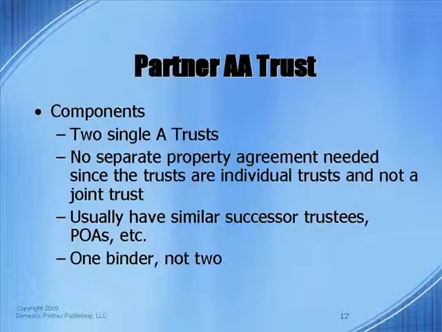The main components of the Partner AA Trust are that there are two separate living trusts. There is no separate property agreement needed since it is not a joint trust, and there are separate individual powers of attorney and other ancillary documents for each trustor, even though there may be some overlap in the people named as agents or representatives. Finally, and do not underestimate the importance of mentioning this to your clients several times, there is only one big blue binder.